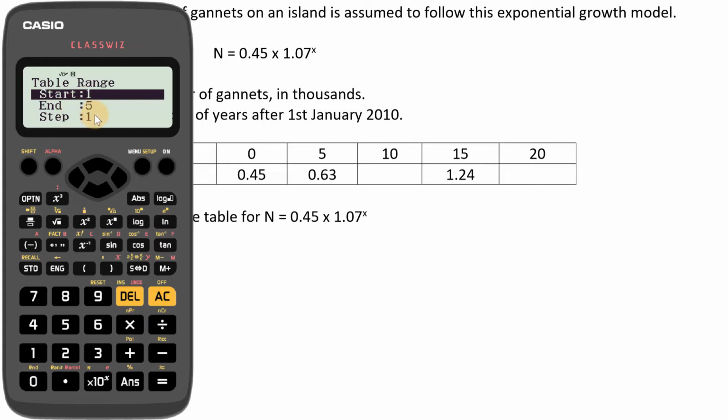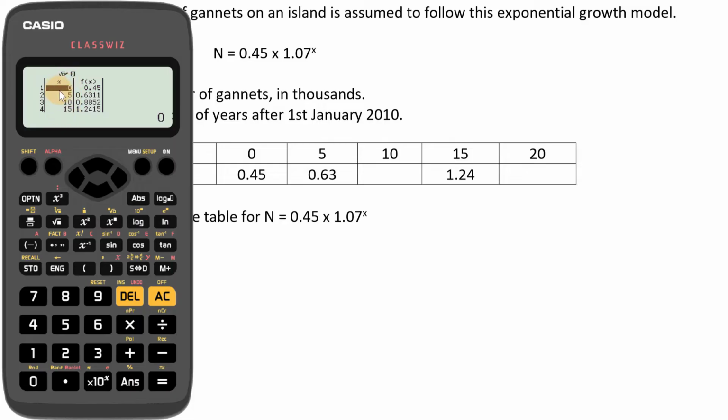Then it asks me start, end, and step. I'm going to be starting at 0 because that's my lowest value of x in my table. I'm going to be ending at 20 because that's the highest value of x in my table. And you notice the values in x are going up in 5s, so that's what the step is: what you're going up in. So I'm going up in 5s. If I press equals again, you should see it generates a table for me.